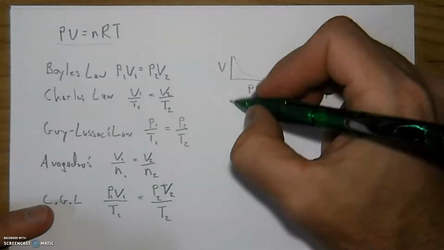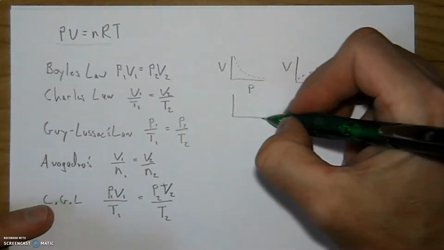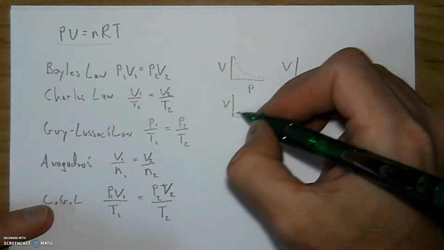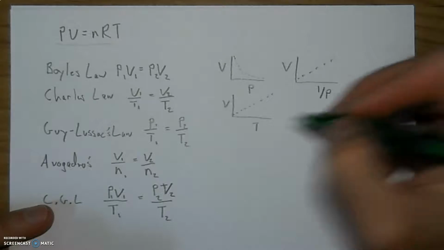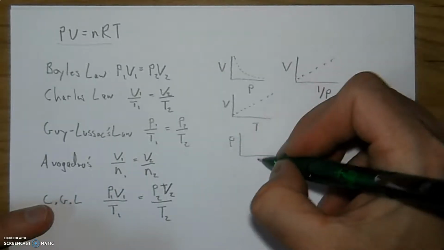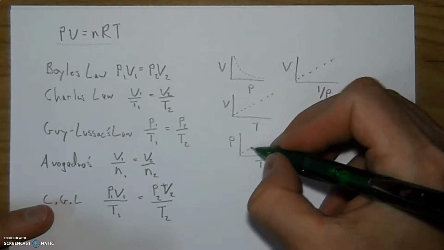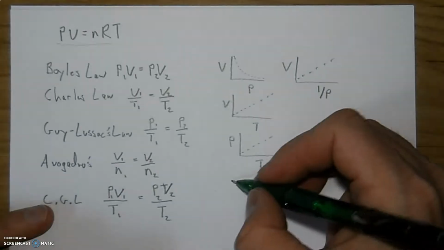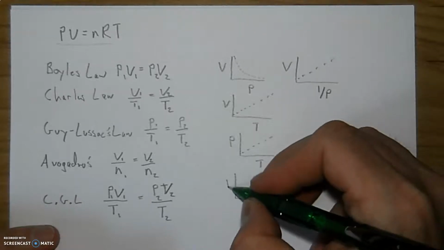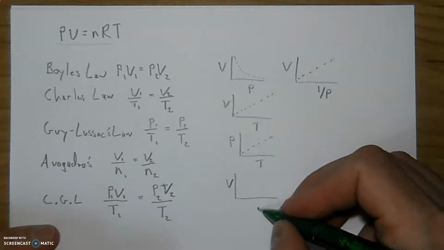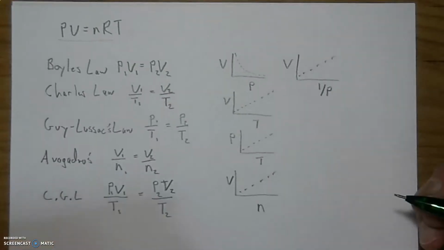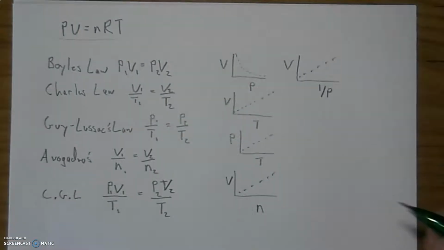If I want to do Charles' law, how is volume affected with temperature? It is directly related. Gay-Lussac, same deal, directly related. Avogadro, volume and moles, directly related. So we can see how those guys all kind of go together.